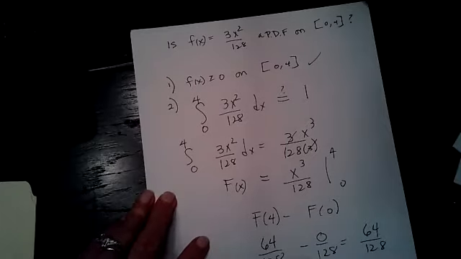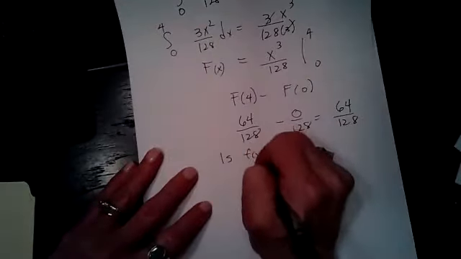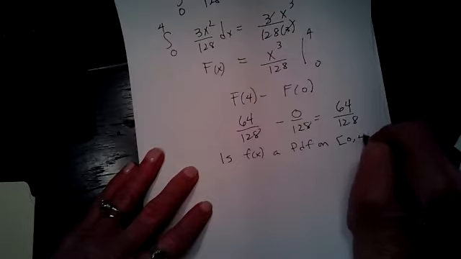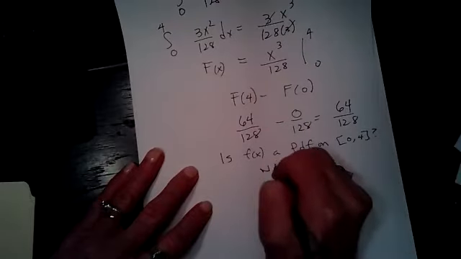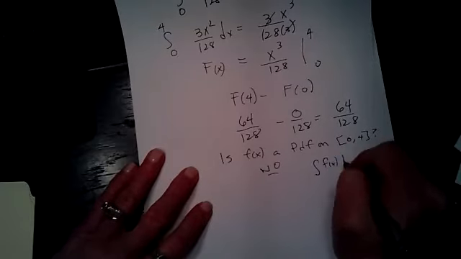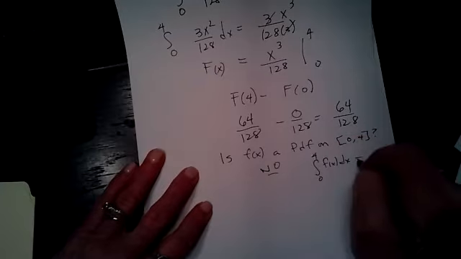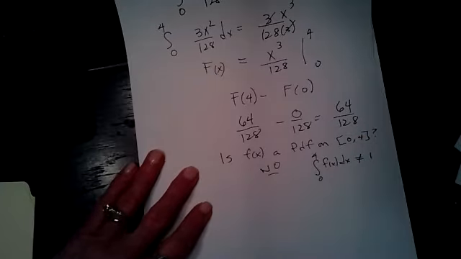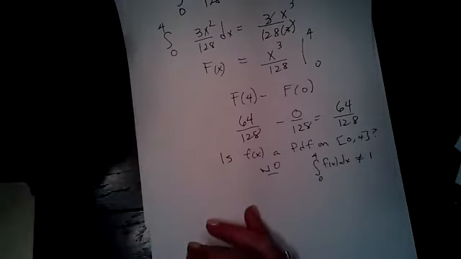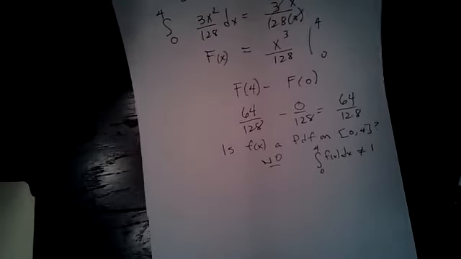So is f of x a PDF on that interval? No. Okay, because the integral is not equal to 1. Okay, all right, so there you go. If you had to prove, is something a PDF, then that's what you would do. You would integrate it and you'd make sure it's positive. Okay, but let's look at the second part of the definition that we are going to use.